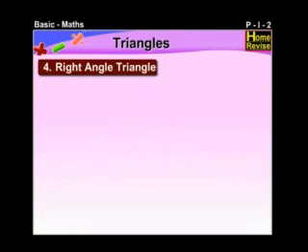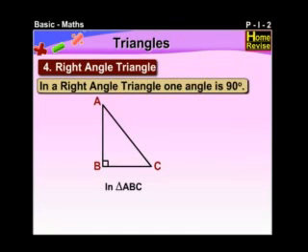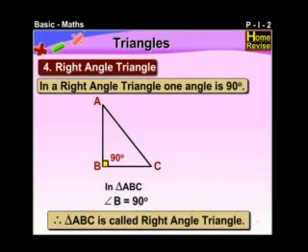Number 4, right angle triangle. In a right angle triangle, one angle is 90 degrees. In triangle ABC, angle B is equal to 90 degrees. Therefore, triangle ABC is called a right angle triangle.